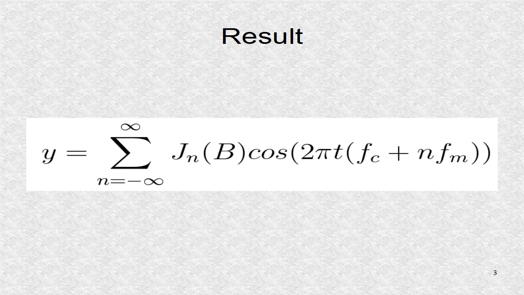The most important result is that now many frequencies result with the form fc plus n times fm, with n being either a positive or negative integer. This results in more frequencies in our resulting signal centered at the carrier frequency.